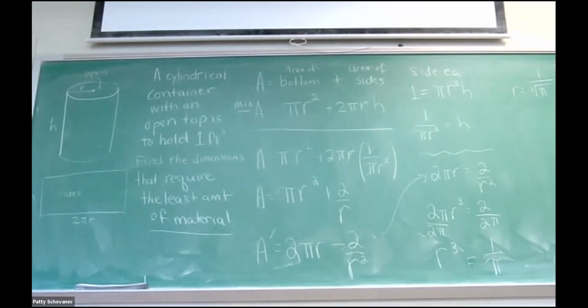Find the dimensions, so now we need h. Where do I get h? H is here. H is 1/pi times r squared.